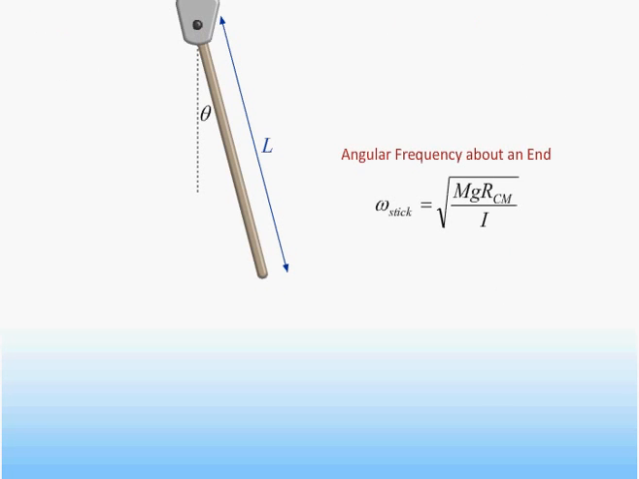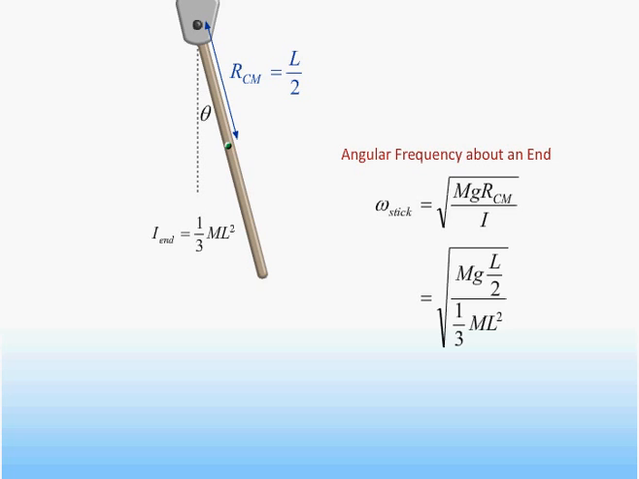For example, here we see a stick of mass m and length L pivoted at one end. The distance from the pivot to the center of mass of the stick is half the length of the stick, while the moment of inertia of a thin rod about its end is given by 1/3 mL squared.